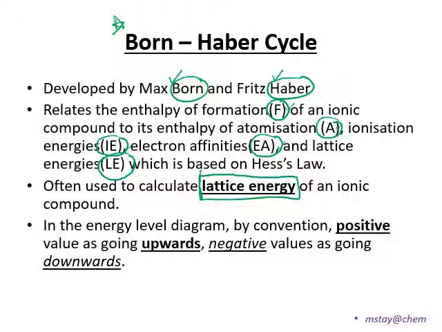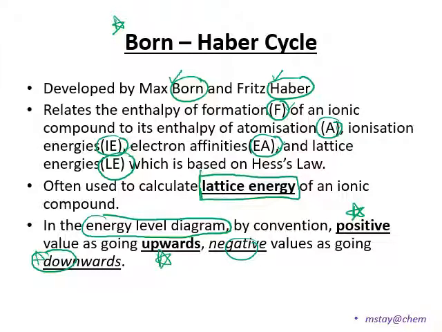Besides drawing the energy cycle, sometimes we will also be asked to draw the energy level diagram. So when the question asks us to draw the energy level diagram, we have to keep in mind that if the value given is positive, it means the system absorbs heat, so you will draw the arrow upwards. However, the other way around, if it is negative, it means energy is released, so the arrow should be downwards.